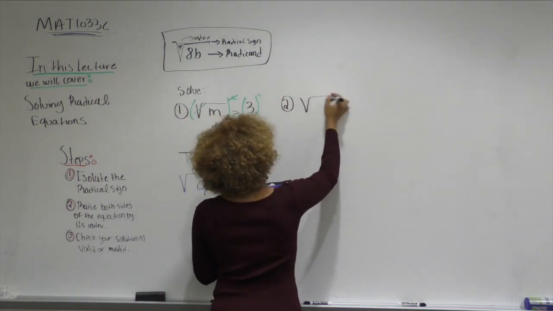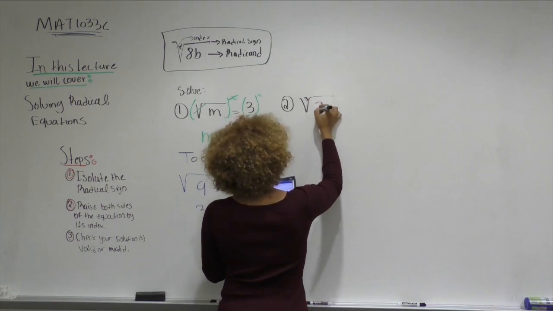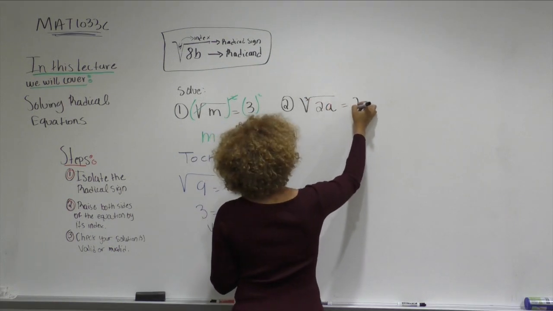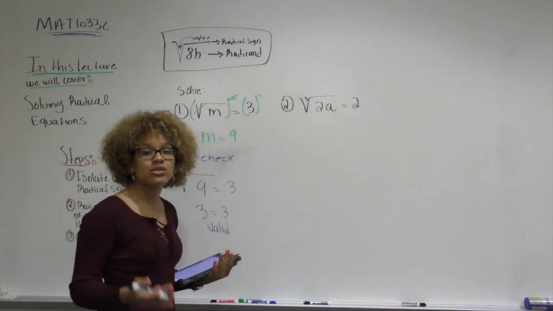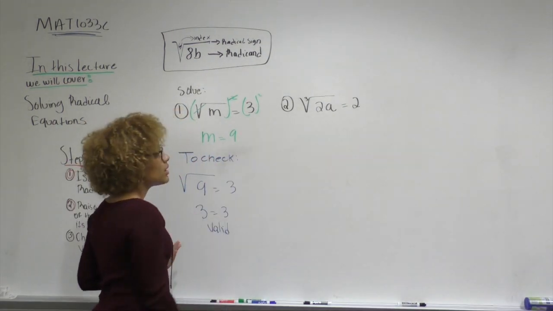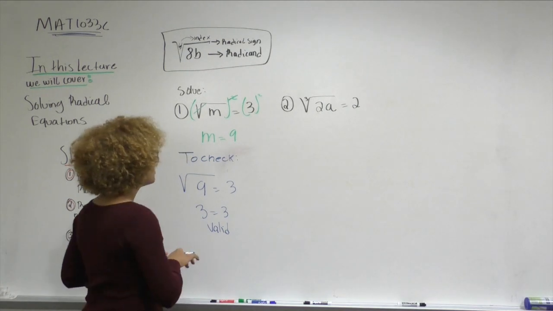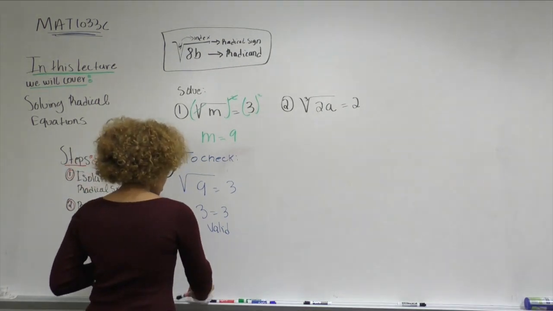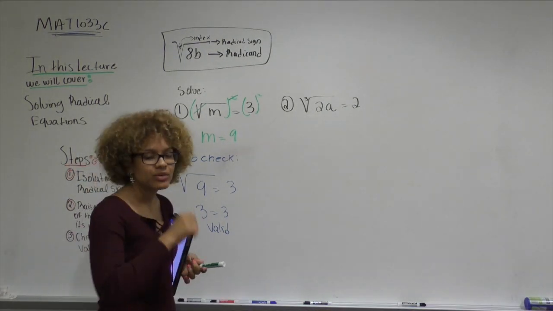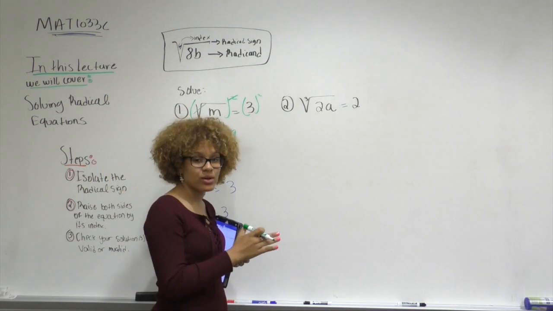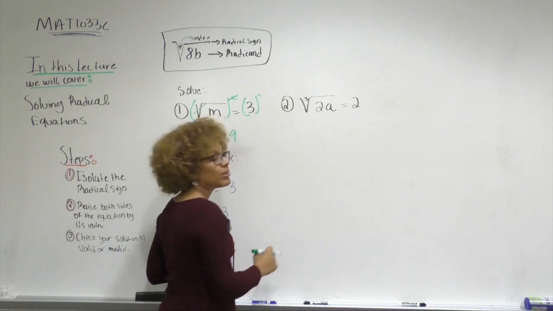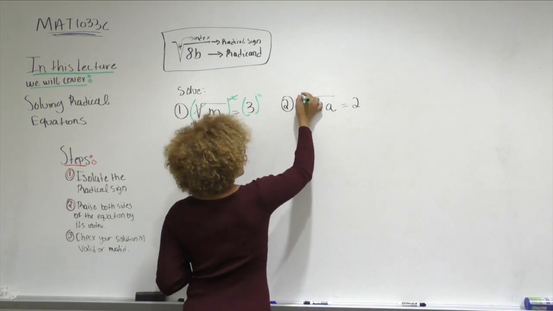We have the cube root of 2a equals 2. So this is my other example. Again, I am solving for the letter a. Is my radical isolated? Yes, it's already isolated. So what's the next thing I need to do? I need to get rid of the radical. And to do that, I need to raise both sides of my equation to the index of my radical. In this case, it's 3.